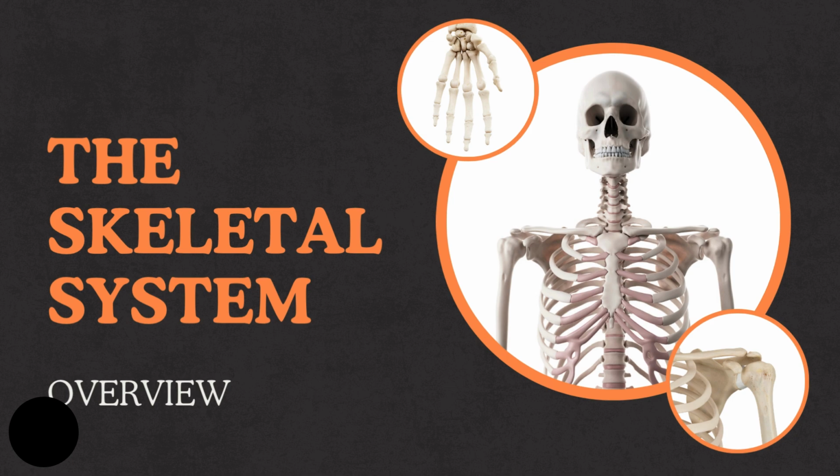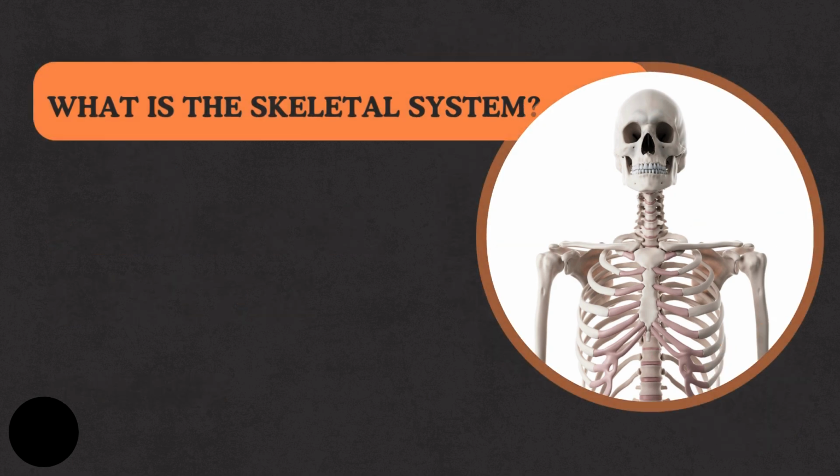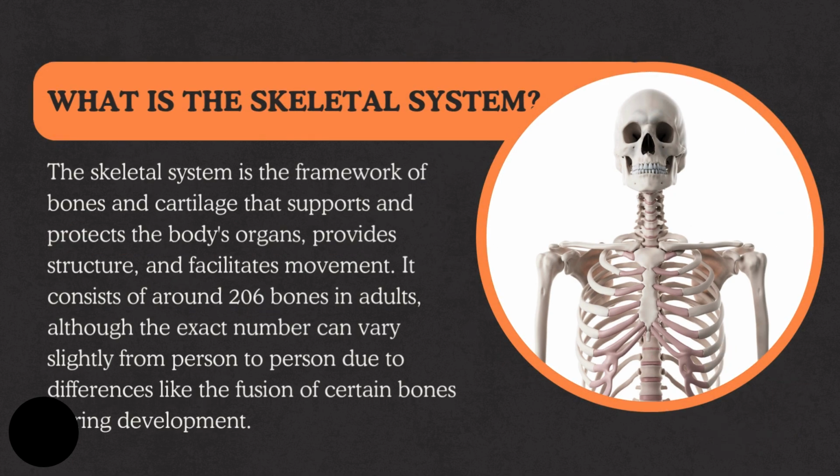So the muscles are held together by the skeletal system. It is of the utmost importance within our body, because without the skeletal system, we'd just be a lump of cells, really. This really gives us the framework and support that protects the body's organs. It provides structure and facilitates movement.